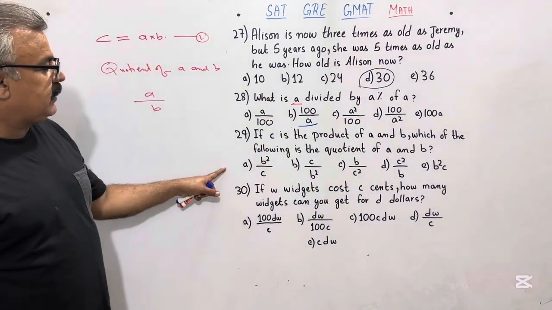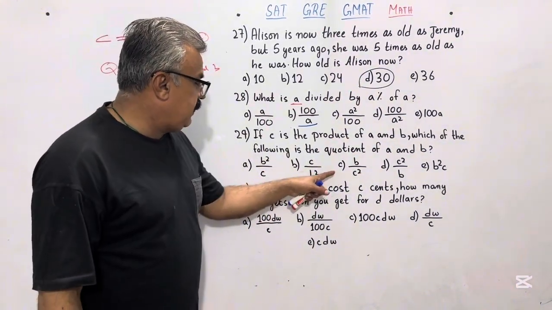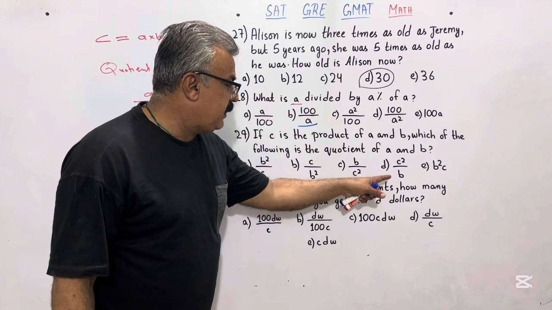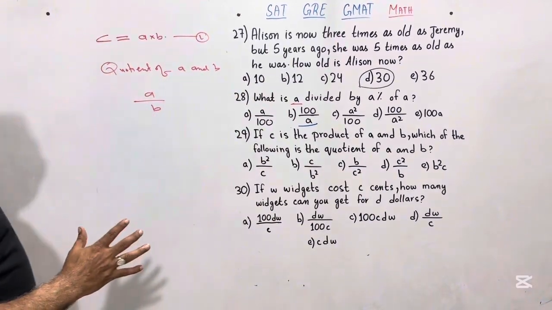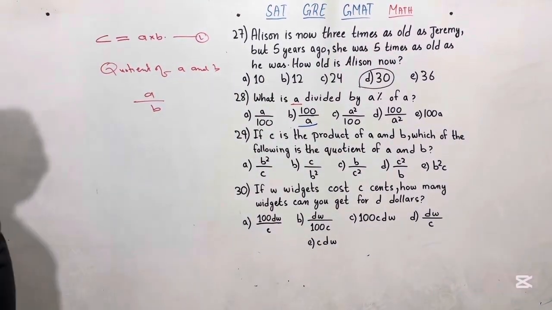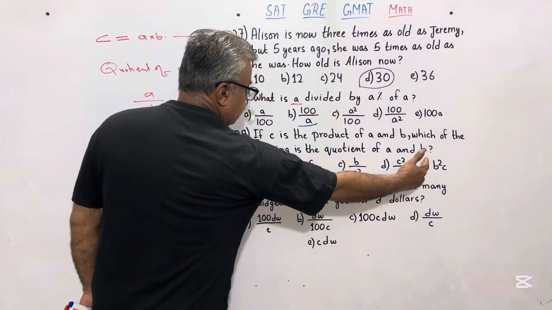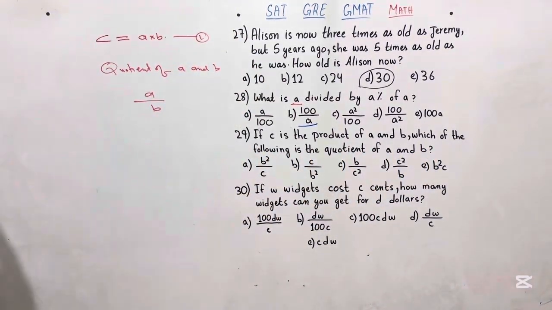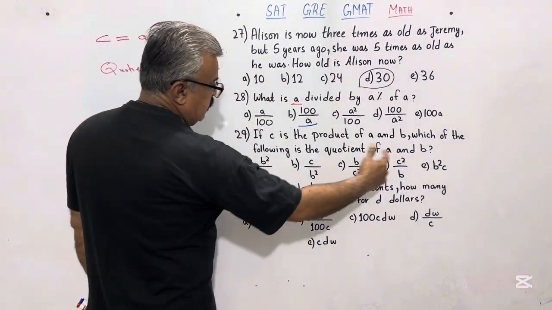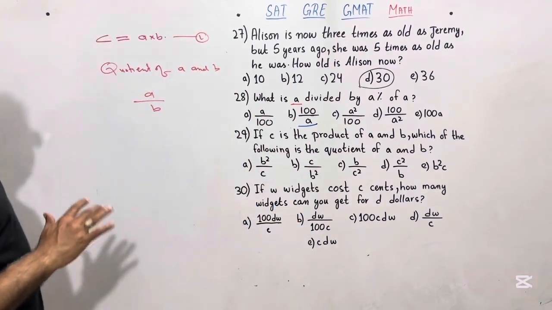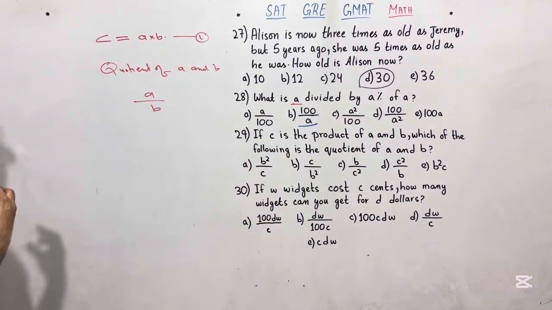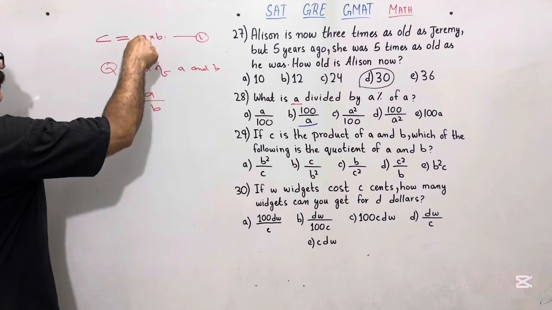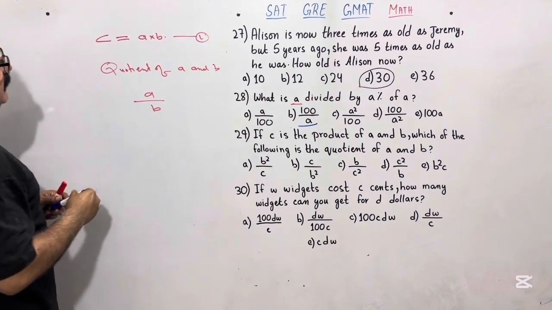First option is B square over C, C square over B, B square over C square, C square over B, B square C. Simply, we arrive at the result. There is no A in the options. From this, we conclude that we have to eliminate A between these two given conditions.